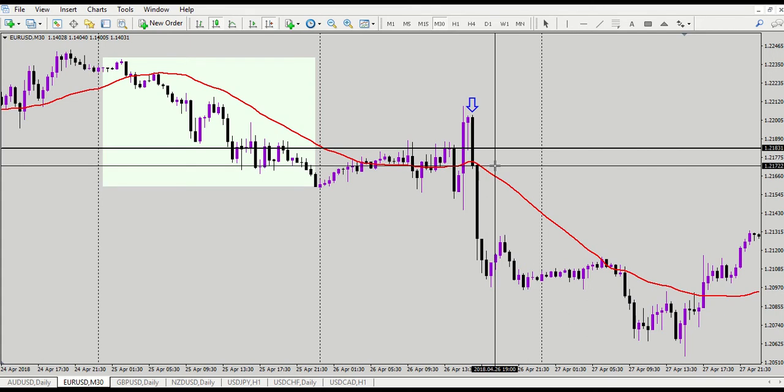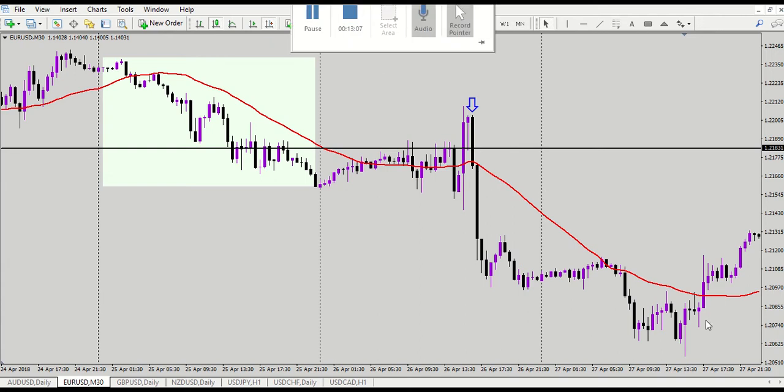So you could have taken your first trade right here, a trade to the downside. Remember, the overall bias is we're going down. That was determined by the daily chart, so you will be selling right there. That will be your first trade.